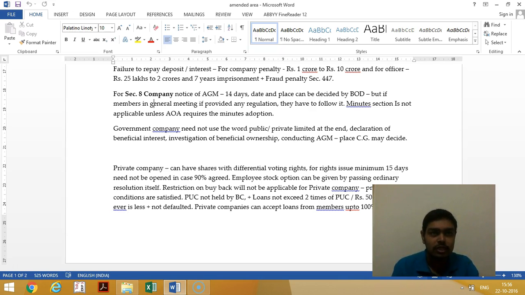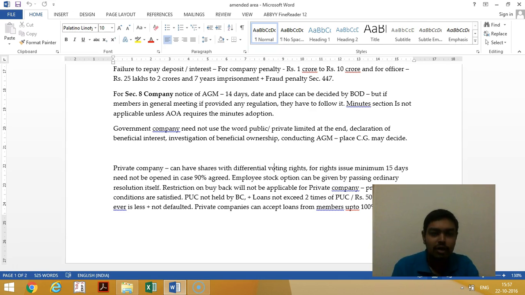Previously 21 days notice should be sent for all the companies. For Section 8 companies it was reduced to 14 days notice, so 21 days became 14 days for Section 8 companies. Then the minutes section is not applicable for Section 8 companies, and the AGM minutes section is also not applicable, provided that if the articles authorize them to maintain minutes, then they have to maintain the minutes.